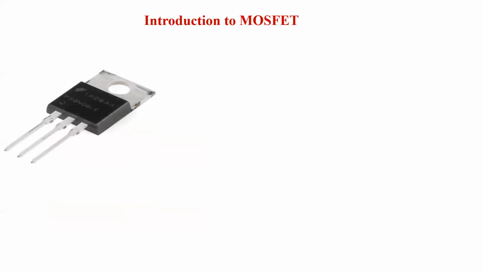Now, next, introduction to the MOSFET. So, this is a MOSFET device, which you can see here. But the MOSFETs that are fabricated on an IC are different. Here, this contains a lot of MOSFETs which are connected in parallel to carry the high rating.